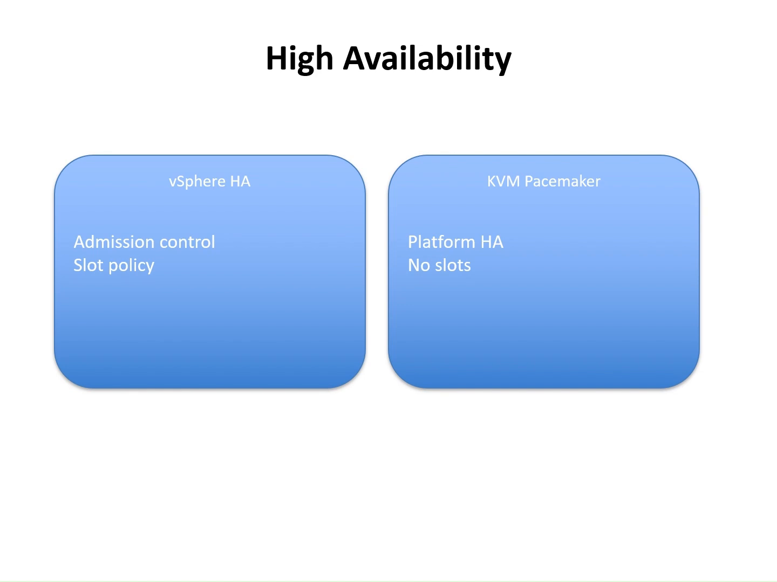vSphere HA is extremely opinionated. It includes admission control, slot calculations, and strict guarantees. KVM does not include a built-in equivalent. HA is implemented through clustering software or platform logic. Restarting a VM is not the same as availability. You must design HA intentionally.